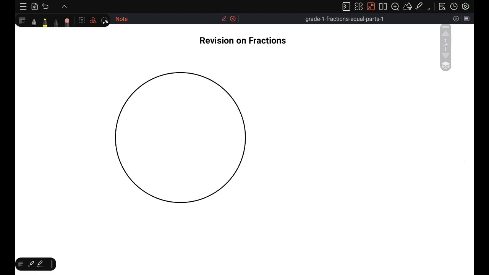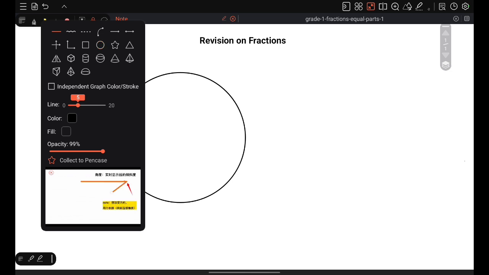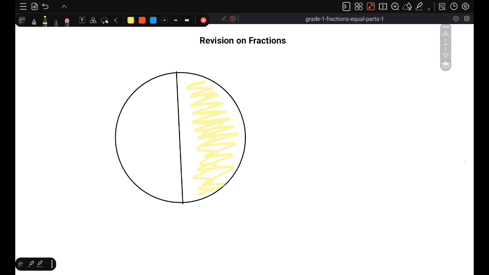Like this one, and I split it, for example, into two parts, and I colored just one part, let's say this one. So the yellow part represents part of a whole circle. The yellow part represents one part out of two parts, one part out of one whole circle. Okay, so this is the meaning of fractions.